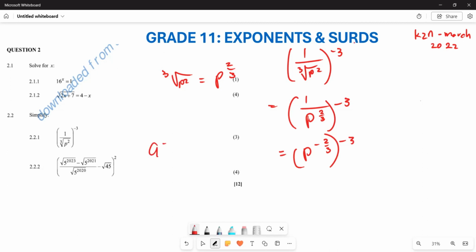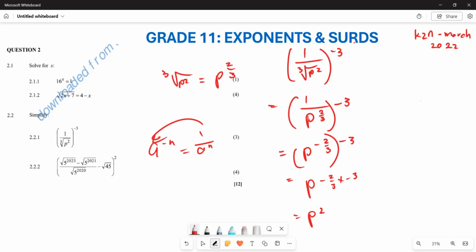Remember, when you have a to the power of negative n, this can be written as 1 over a to the power of n, which means now we are moving backward. So this is the same as p to the power of negative 2 over 3 multiplied by negative 3. The negative and negative give you a positive, and the 3 and 3 cancel each other. So you're going to have p squared. Basically, your answer is p squared.